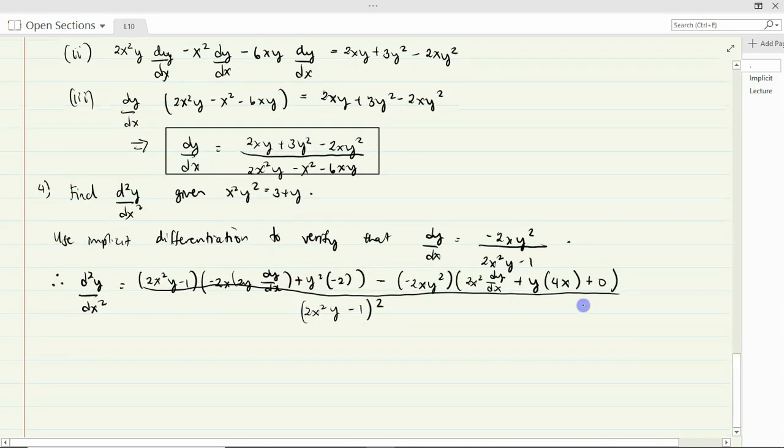Pero para mas in terms of, para x and y lamang itong nasa kanan, ang gawin nyo na lang, itong dy dx, lahat ng may dy dx, palitan nyo nito. Ayan, so ito ay ipalit nyo sa lahat ng mga dy dx na yan, and then i-rewrite nyo na lang. Kayo na bahala ha, and that will be your final answer.